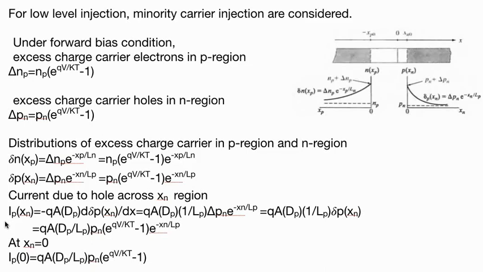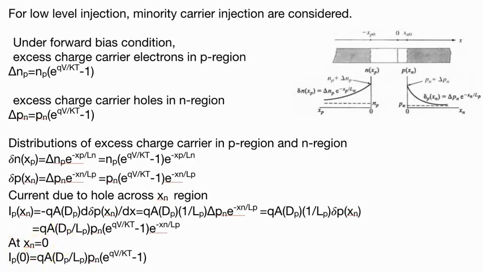Distribution of excess charge carriers in the P region and N region: the current due to the excess holes across the Xn region is Ip(Xn) equals minus QA Dp times the differentiation of the distribution function, which gives QA Dp over Lp times Pn (e to the power QV/KT, where V is the forward bias voltage, minus 1) e to the power minus Xn/Lp. This will give me the current of holes at Xn.